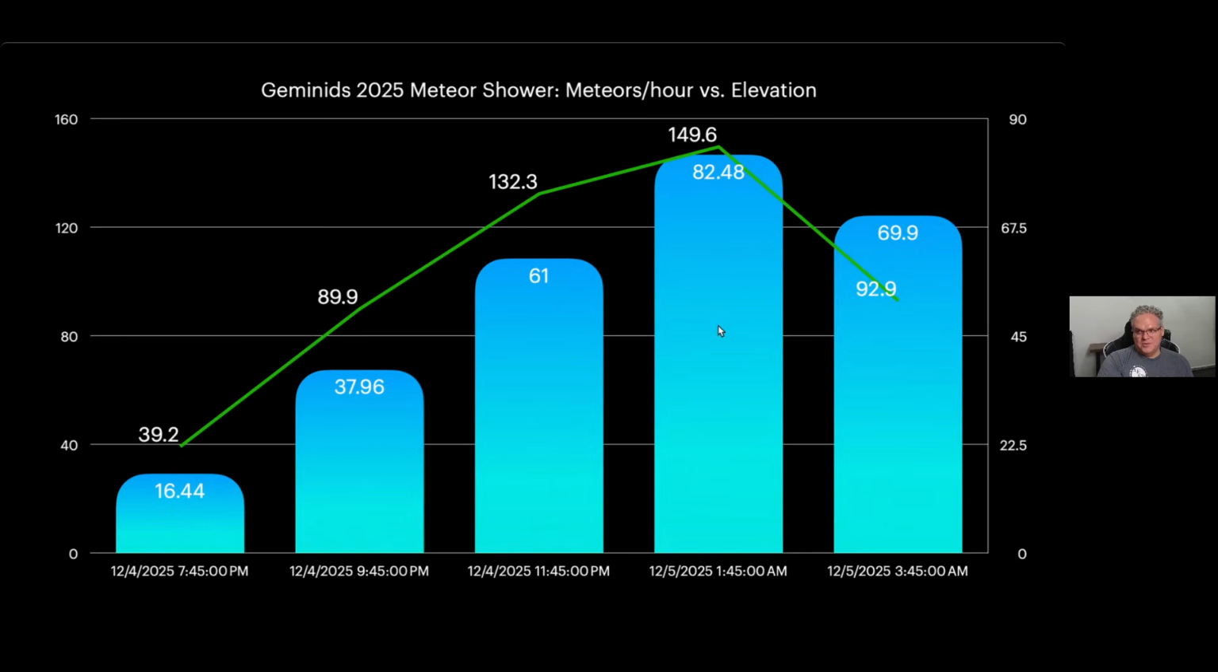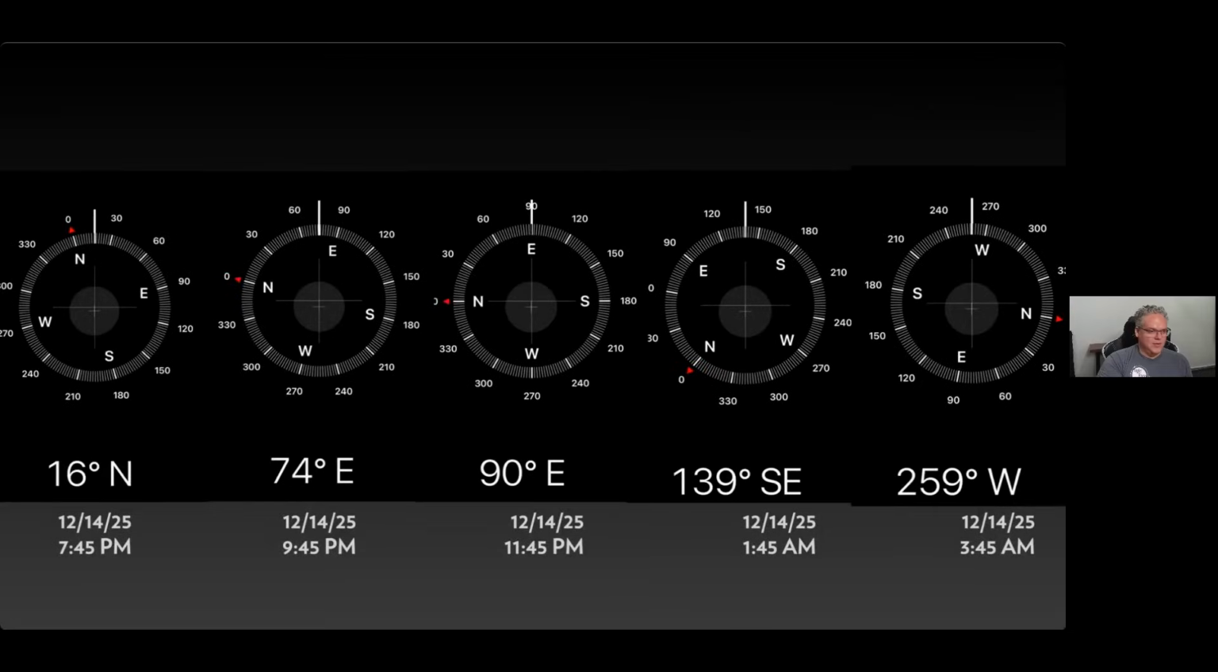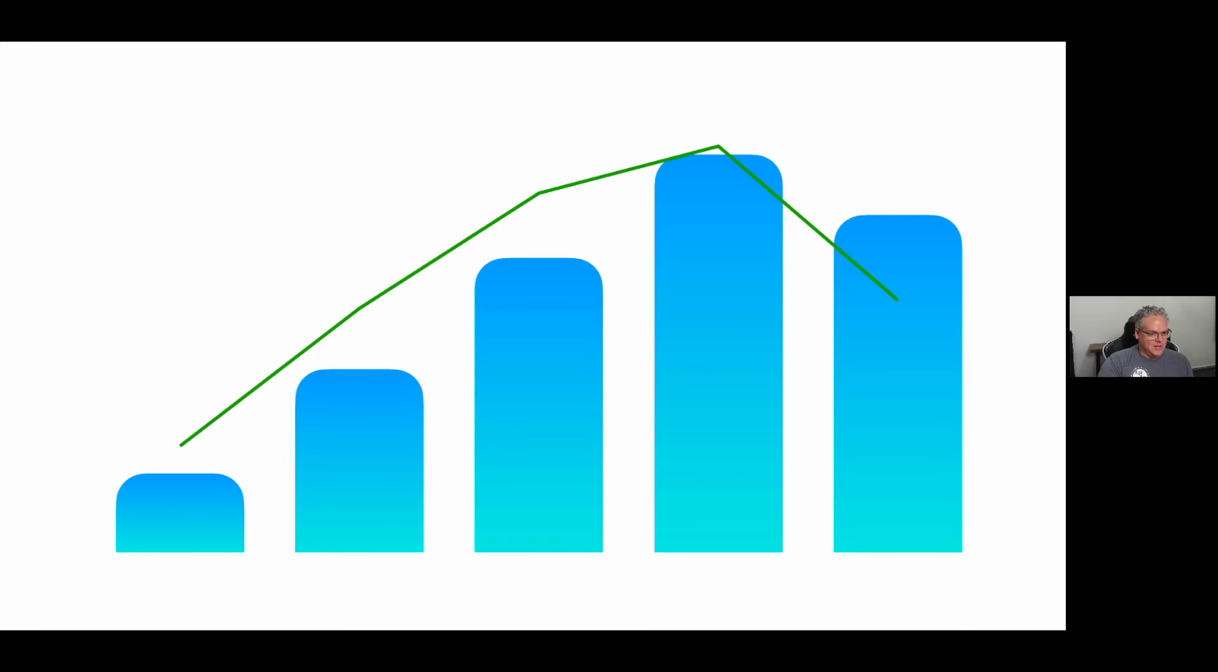And then 2 more hours later at 1:45 a.m., it's almost 150 meteors per hour, but it's almost straight above your head near the zenith. And then as it starts to come back down, you'll see fewer meteors. But I say fewer tongue-in-cheek because it's still 93 meteors per hour. So that was a good show. And then we'll switch back to my slides here and come back to this.